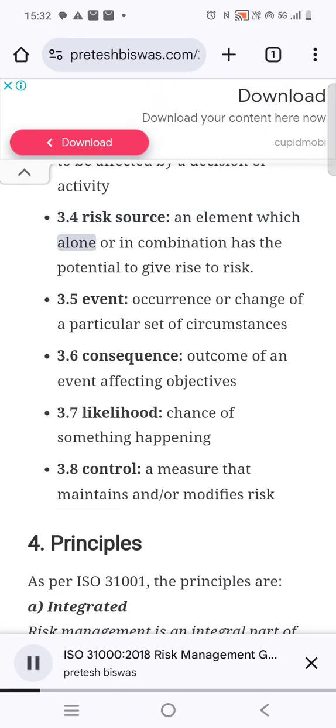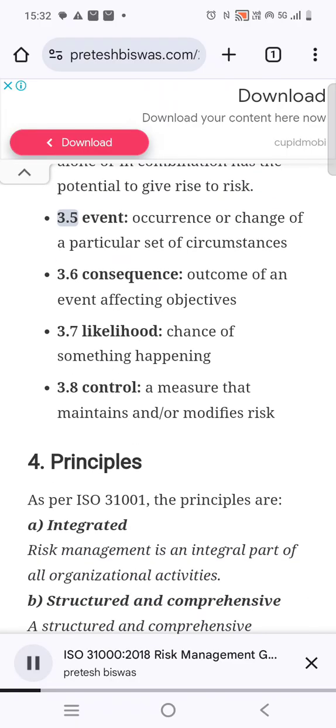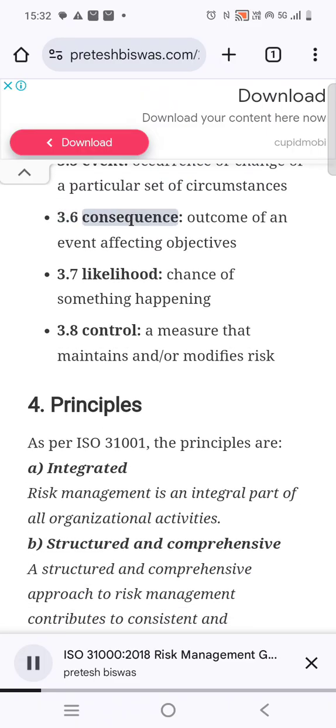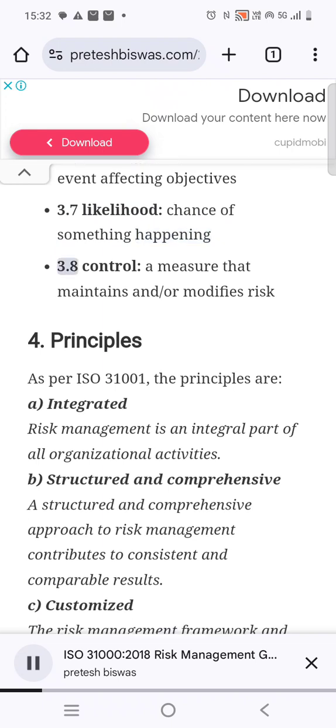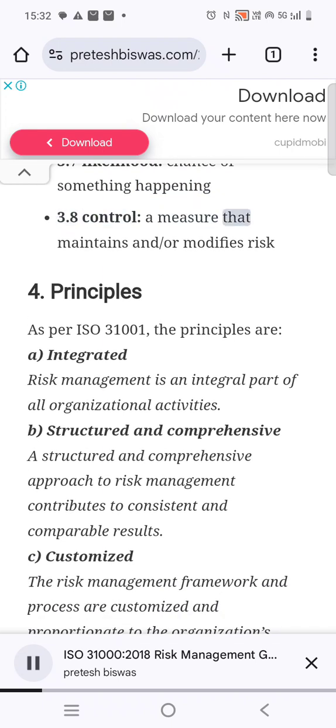An element which alone or in combination has the potential to give rise to risk. 3.5 Event. Occurrence or change of a particular set of circumstances. 3.6 Consequence. Outcome of an event affecting objectives. 3.7 Likelihood. Chance of something happening. 3.8 Control. A measure that maintains and/or modifies risk.